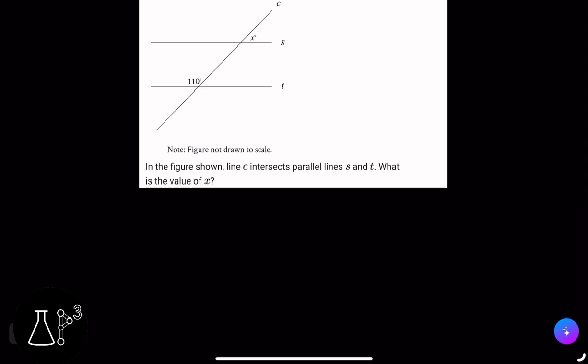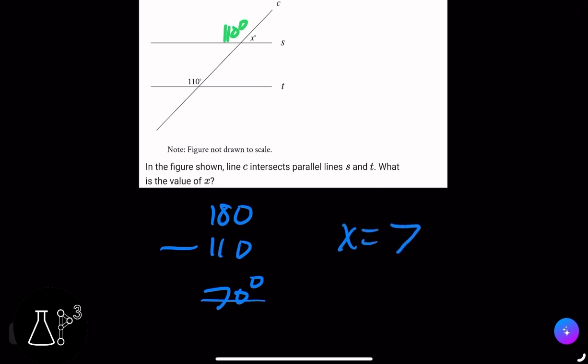We can do one of two things here. Understand that because of parallel lines, 110 also correlates over here, and we're just looking for X. Now a full line equals 180 degrees. So all we have to do to look for X in this example is just do 180 minus 110 to solve for X. So 180 minus 110 gives us 70. And X equals 70 degrees.